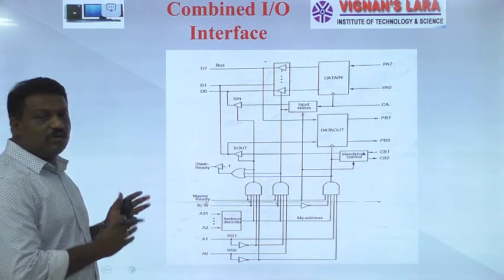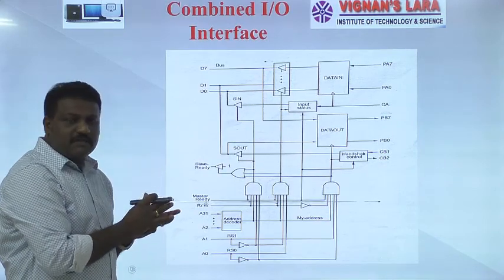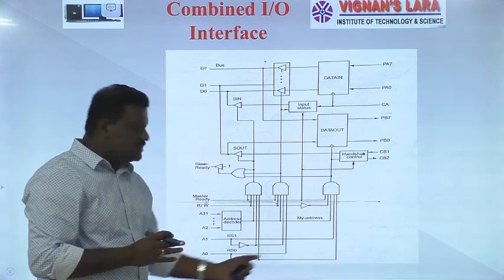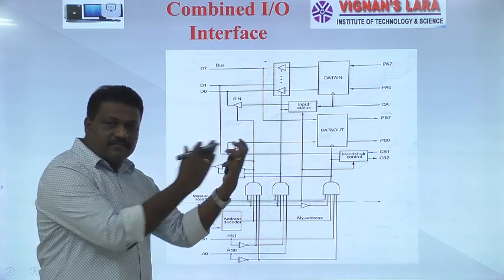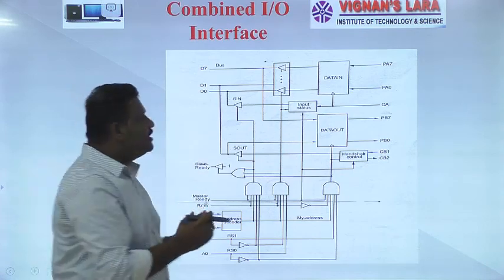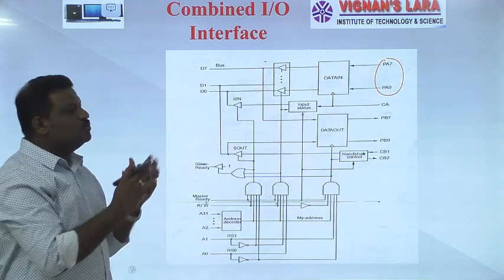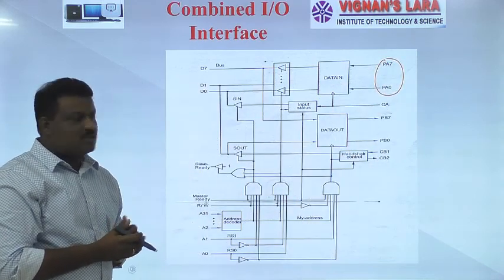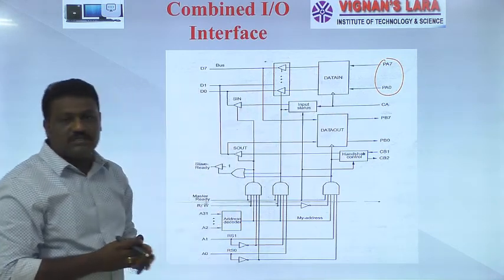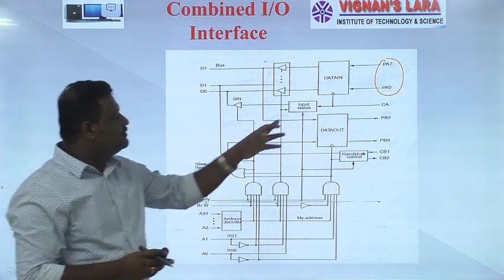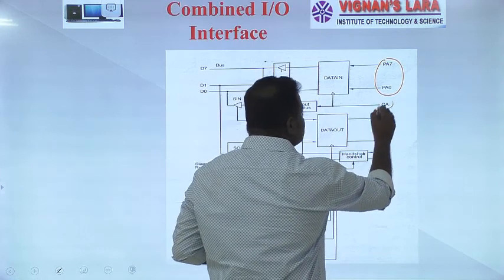My processor wants to receive something from an input device. In that particular case, this I/O interface acts like an input interface. This I/O interface receives the data from the I/O device end with the help of data lines PA0 to PA7. So whatever data it receives from the external input device is copied onto this data in register only when this was enabled. That is enabled by this signal CA.